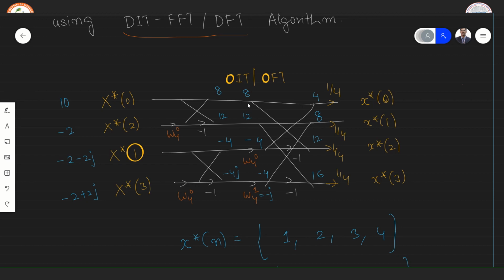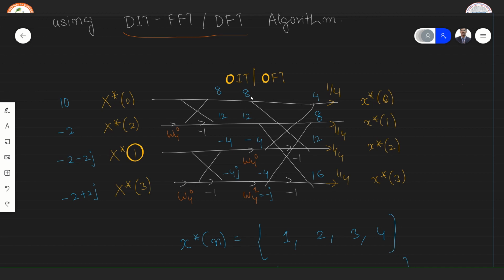Next, to generate the input for the second stage, we have to perform the appropriate scaling. So the top two values are not scaled, the answer is 8 and 12 respectively. In the bottom case, we have to scale with W4 to the power of 0 and W4 to the power of 1. Therefore, the answers are -4 and -4 respectively. So -4j into -j, the value is -4.